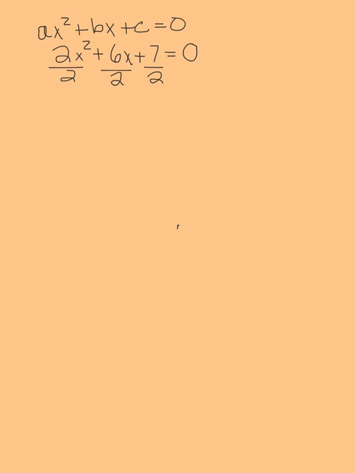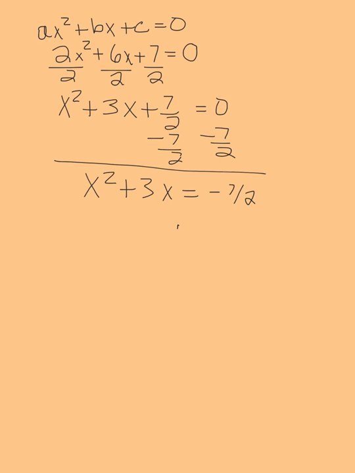Now that we divide by 2, we end up with x squared plus 3x plus 7 halves equals 0. Now we're going to subtract 7 halves from each side because we want to get x by itself on one side of the equation. So now what we have left is x squared plus 3x equals negative 7 halves.